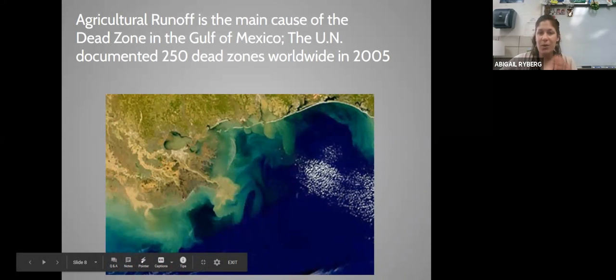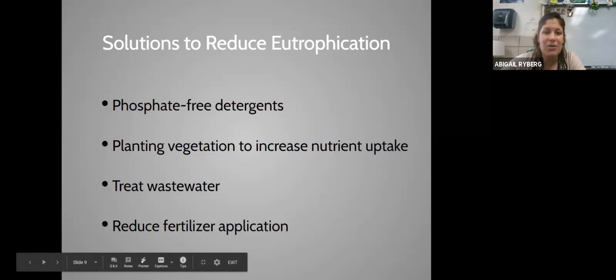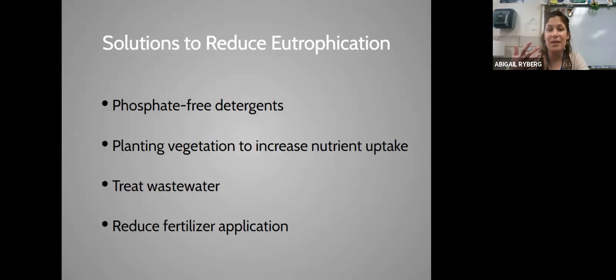So it's very typical in the same regions every summer that we get what's called a dead zone in areas like the Gulf of Mexico, because there's so many nutrients, algal blooms just grow out of control and then literally kill organisms in that area. Okay, so solutions to reduce eutrophication. Eutrophication is really just an overabundance of nutrients.